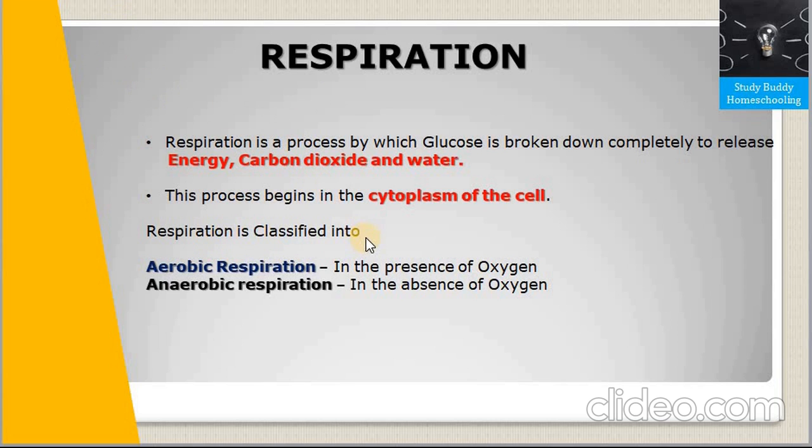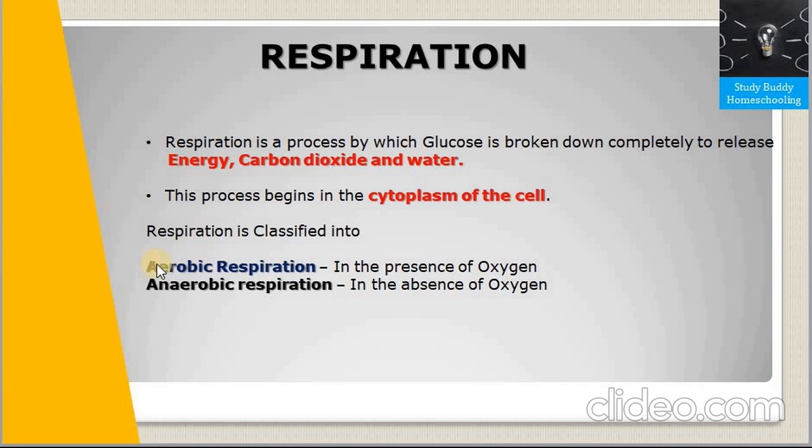This respiration is classified into aerobic respiration and anaerobic respiration. Aerobic respiration happens in the presence of oxygen. Here, oxygen is definitely required to proceed with the respiration. In the case of anaerobic respiration, it works in the absence of oxygen. Examples: yeast and few bacteria release energy during anaerobic respiration. They don't require oxygen for respiration.